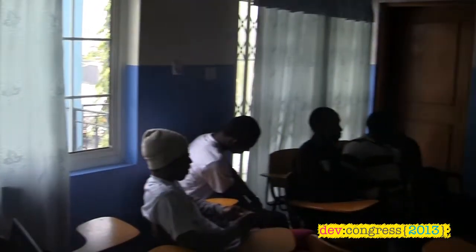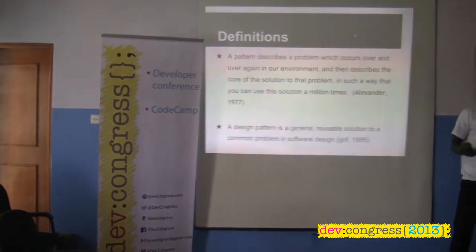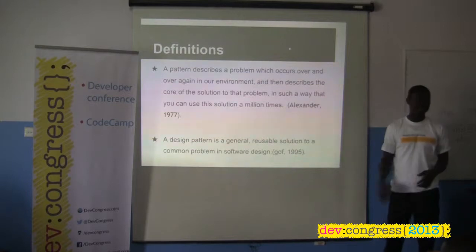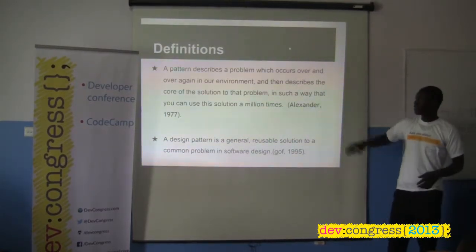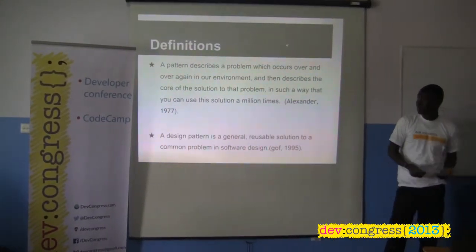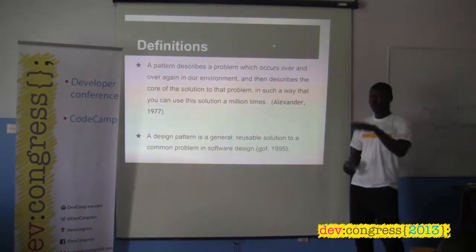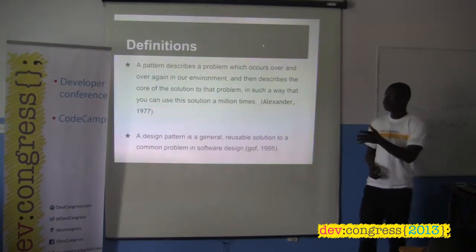Okay, exactly. So design patterns are general and reusable solutions to a common problem we face each and every day. The term design patterns in programming was actually gotten from an architect, Alexander, who said patterns describe a problem which occurs around us, and then describe the core solution to that problem. And then you can use that solution a million times. Anywhere you need that problem, use this pattern.